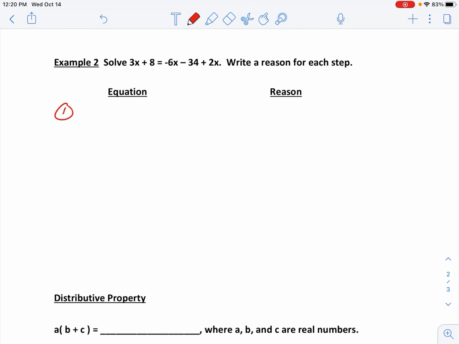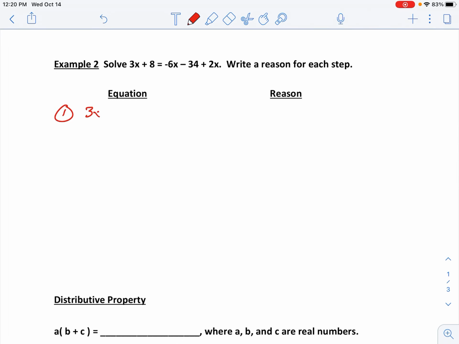So we're going to start off with just getting down our equation. Equation is 3x plus 8 is equal to negative 6x minus 34 plus 2x. Our reason, like always, is this is our given information. We will always start off with our given information.